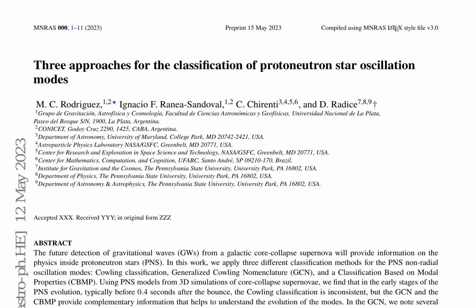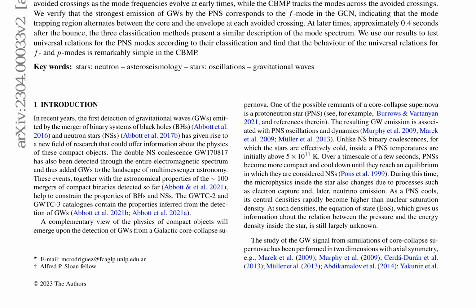In the early stages of PNS evolution, the Cowling classification is inconsistent, while the GCN and CBMP provide complementary information that helps understand the evolution of the modes. The GCN reveals avoided crossings as the mode frequencies evolve at early times, whereas the CBMP tracks the modes across these avoided crossings. The strongest emission of GWs by the PNS corresponds to the F mode in the GCN, indicating that the mode trapping region alternates between the core and the envelope at each avoided crossing.